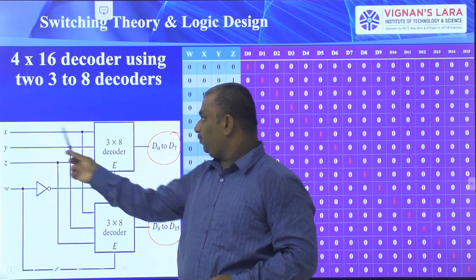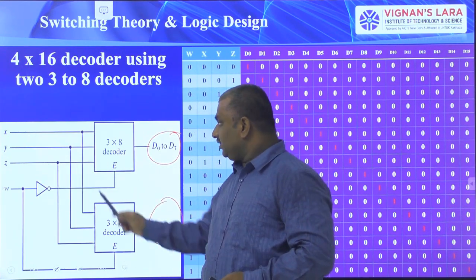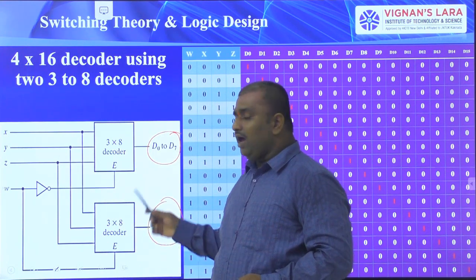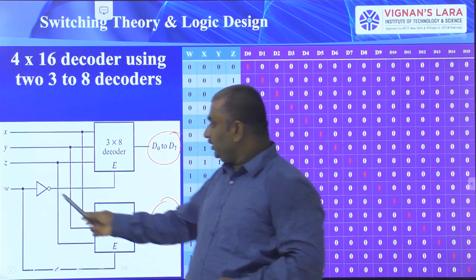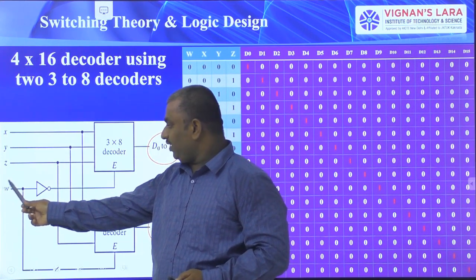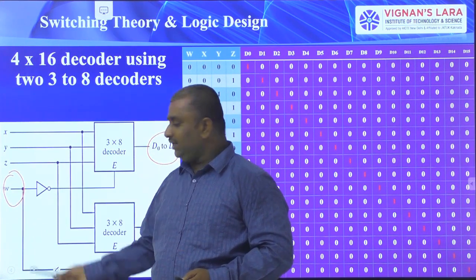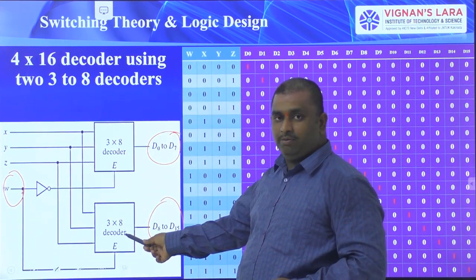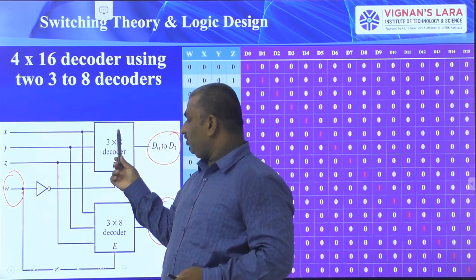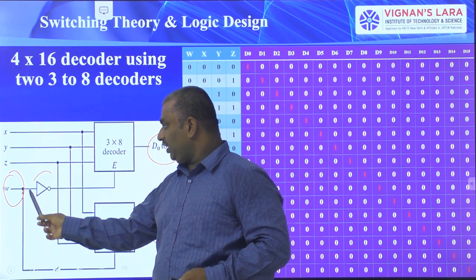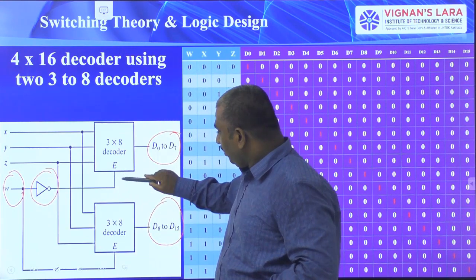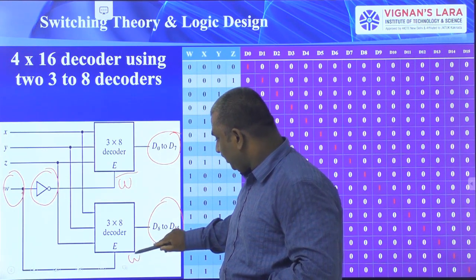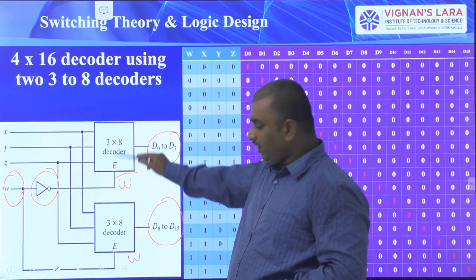This X, Y, Z input is there for the 3 to 8 decoder. The same X, Y, Z is there here also for the other 3 to 8 decoder. And one more signal, that is W. This original W signal is connected to the enable of one 3 to 8 decoder, and for the other 3 to 8 decoder I connected it with a NOT gate. So here the input is W bar, here the input is W.